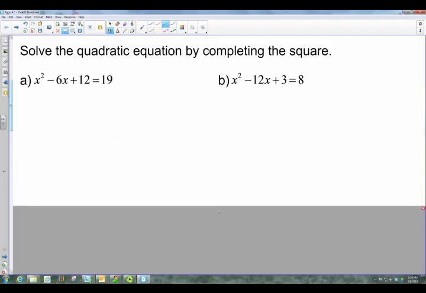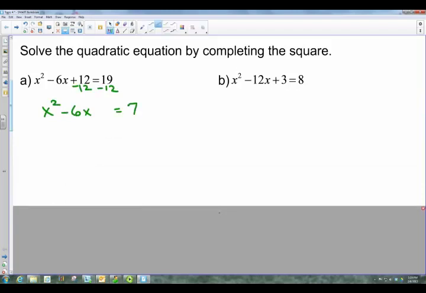Alright, so we're going to go through these two. On the first one, so letter A, first step is to get it in the form x squared plus bx. So that means I've got to take my 12 and I've got to subtract the 12 to the other side. So you end up with x squared minus 6x equals 7.